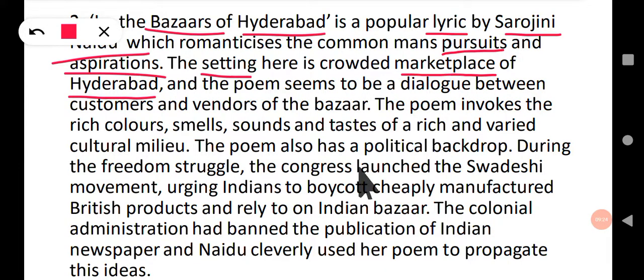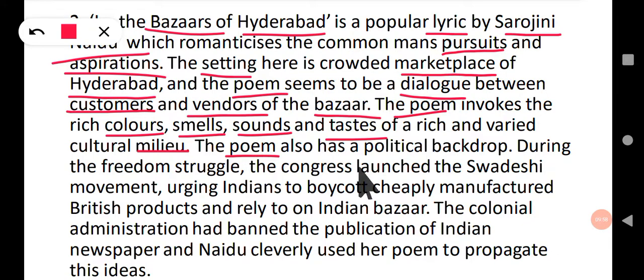Hyderabad is also a noun. The poem, common noun poem here, seems to be a dialogue. Dialogue is a noun form, between customers and vendors. Customers is a noun, vendors also is a noun, of the bazaar. Bazaar again is a noun form. The poem invokes the rich colors, smells, sounds, tastes of a rich, varied cultural milieu. Colors, smells, sounds, tastes, and milieu. All of these underlined words are nouns here.